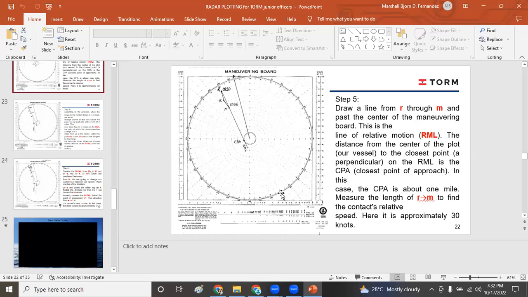Okay? So alam na kung paano kumuha ng CPA? Class? Now do we know how to get the CPA? 90 degrees from the relative motion line and connected to the center of our vessel on the maneuvering board. It will give us the CPA. Now we go to step 6.